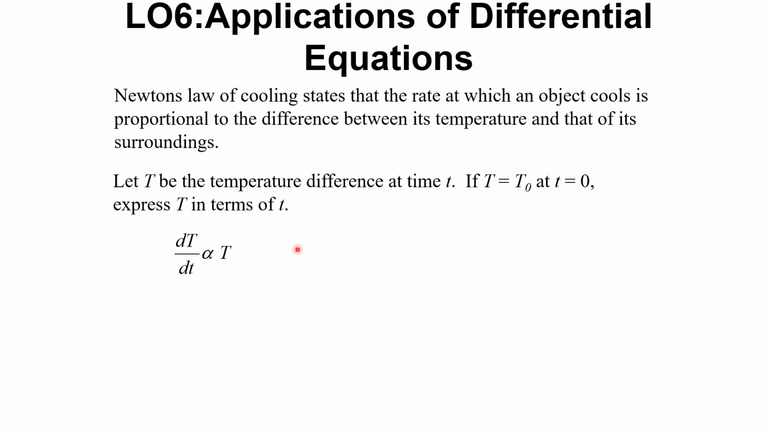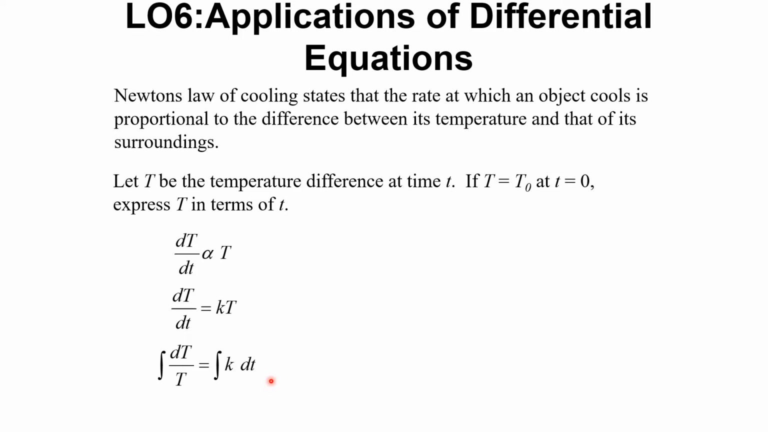So for example, dT/dt is proportional to T. This is Newton's law of cooling. dT/dt is proportional to capital T, that means the temperature. So we add a k, because when we change the proportionality to equality, you need to add a constant. So we use a k. And then we use the separable variable technique where we split the dT with T. So dT over T equals k dt.